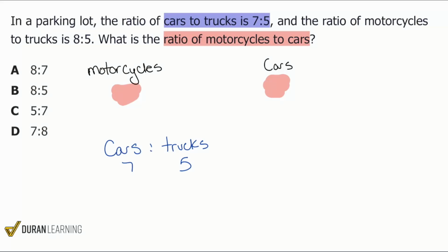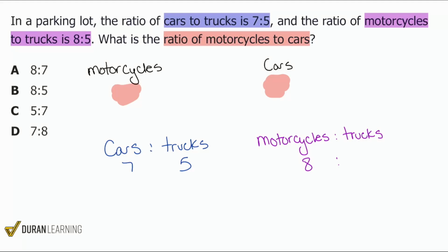It says the ratio of motorcycles to trucks is 8 to 5. Write it in the same order, everybody. Be careful. We have motorcycles to trucks. That is going to be 8 to 5.